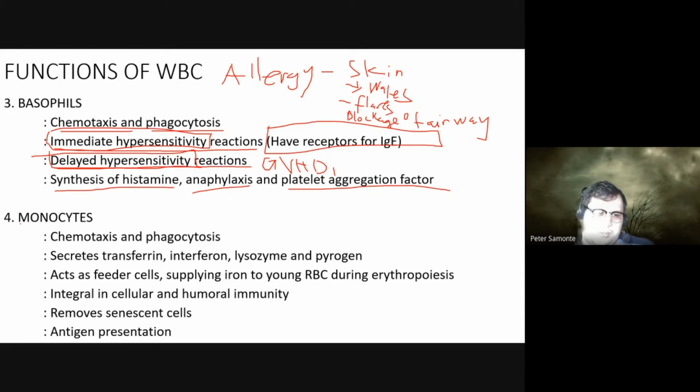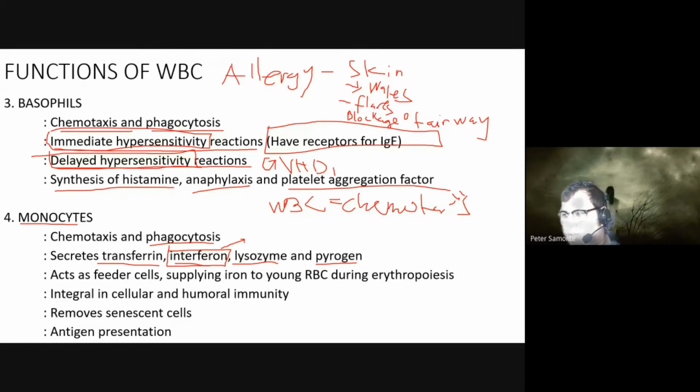Okay. So let's proceed now to your monocytes. Now, they are also responsible for chemotaxis. So, na-notice nyo class, karamihan ng WBC nyo could perform chemotaxis and even phagocytosis. Now, your monocytes would secrete transferrin, interferon, lysozyme, and pyrogen. Class, interferon, have you heard of this word sa sero nyo, immunology nyo? What does the word interferon mean?